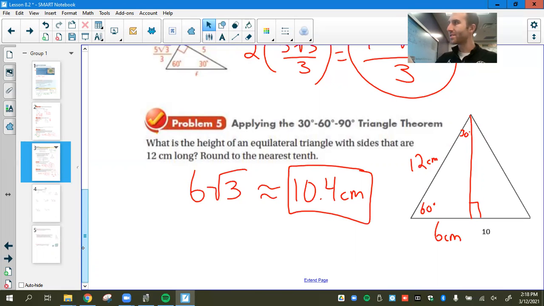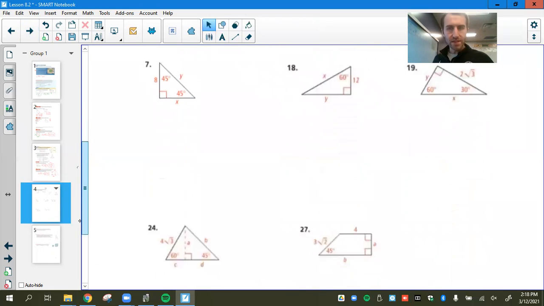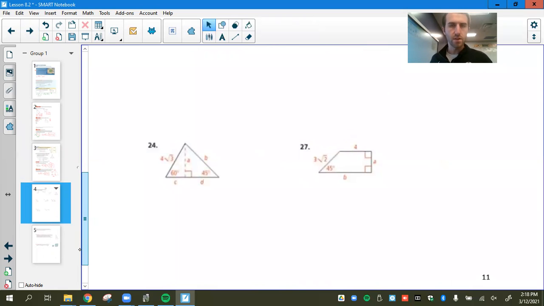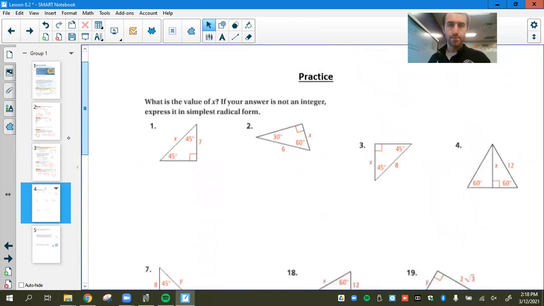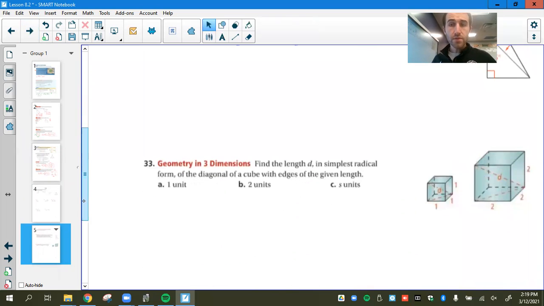Okay, so your homework is on the next page. I believe it is only, oh no, it's 2 pages. The first 8 problems, you are just trying to figure out missing variables. All of them can be related to either a 45, 45, 90 or a 30, 60, 90 or Pythagorean theorem. And the last page is just 2 word problems and then a couple other ones. If you're having troubles, let me know.